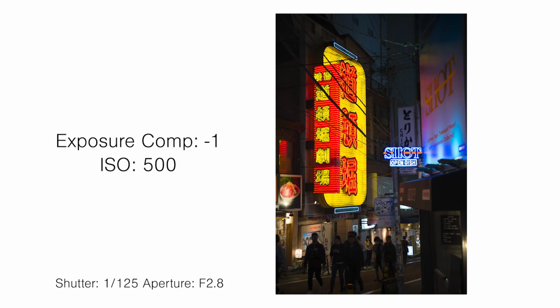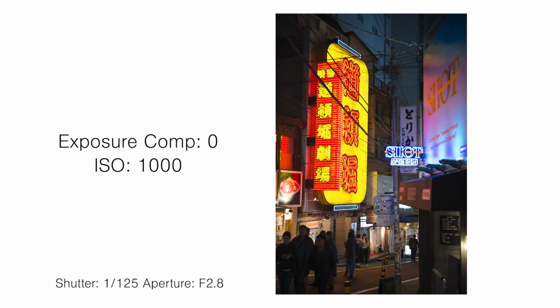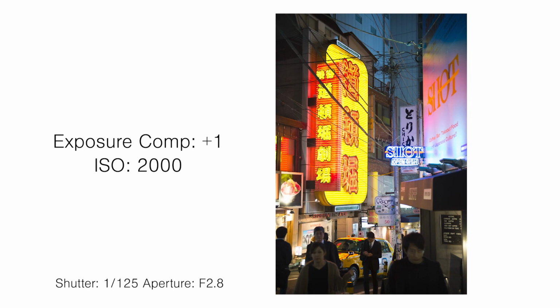All right, so I just took 3 shots. One of them was -1 compensation, the other one was on 0, and the last one was on +1. So those numbers, this -1, +1, these are what we call stops. And in photography, a stop is always either half or double the amount of light in the shot.